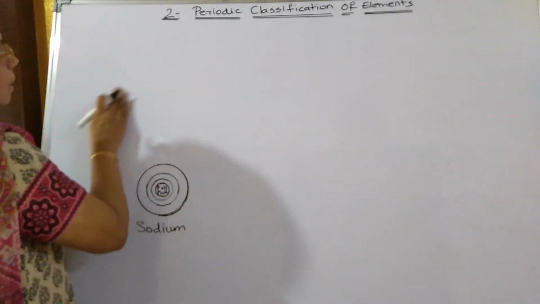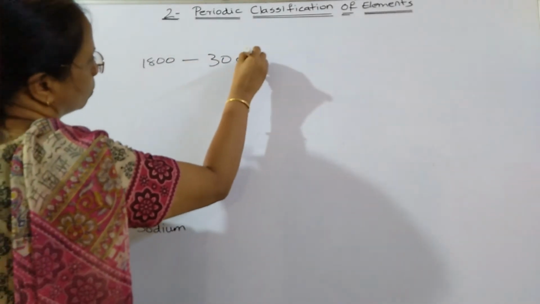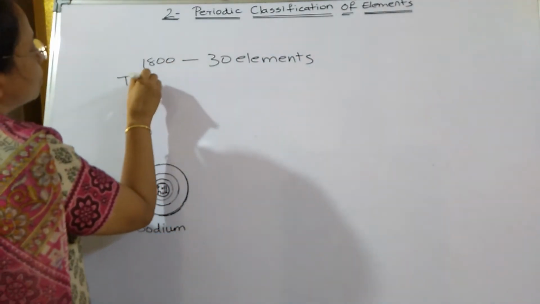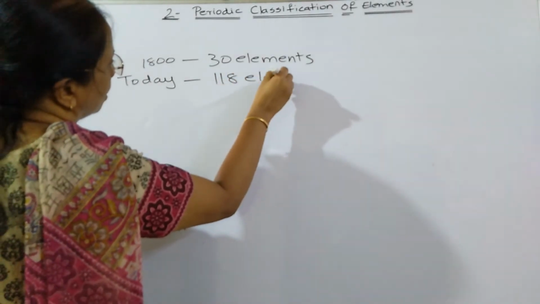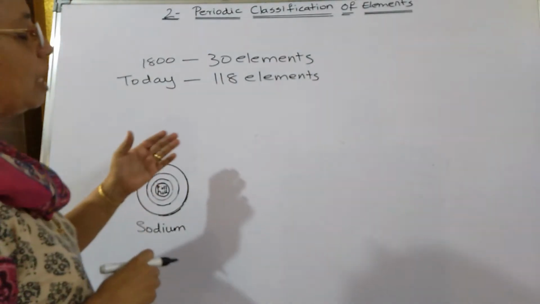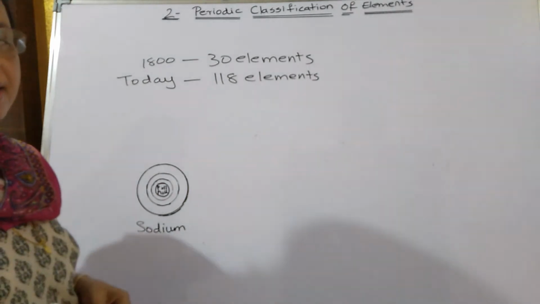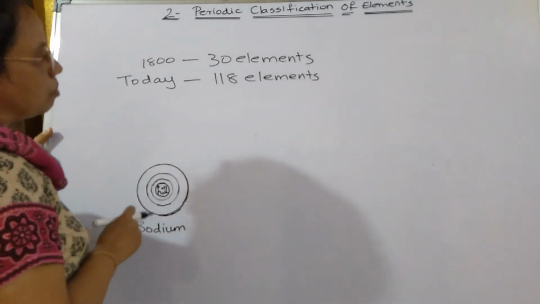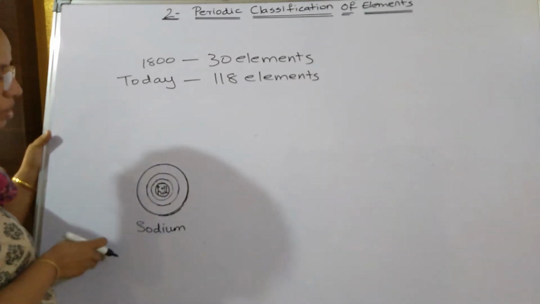Now in 1800, 30 elements were known. Today, how many elements are known? Today, 118 elements are known. So as the number of elements discovered went on increasing, the scientists felt that it was necessary to classify these elements on the basis of their properties. Now before you start the classification, the next part is how the scientists classified. That is the next part of this lesson.